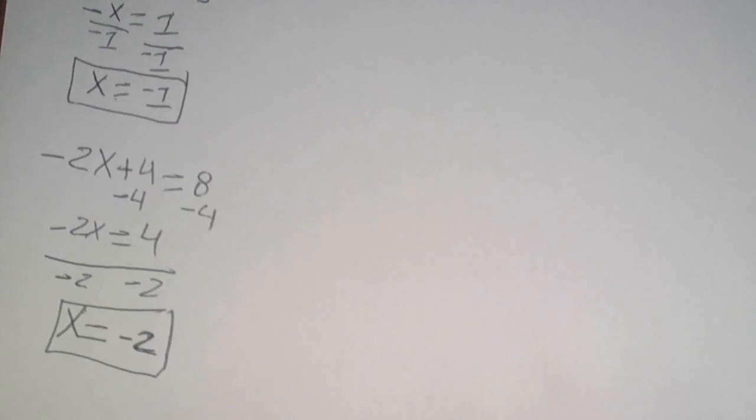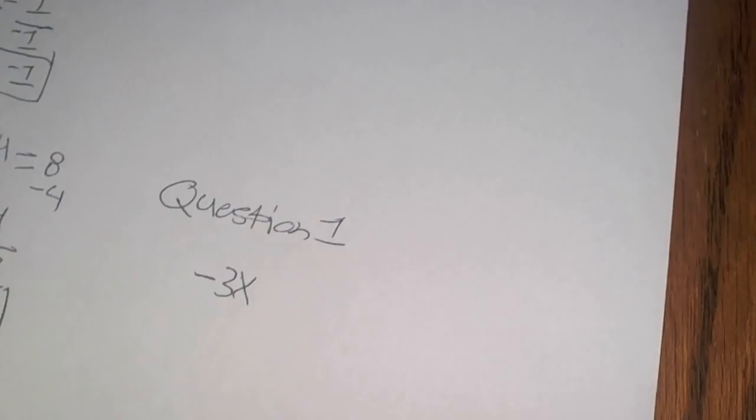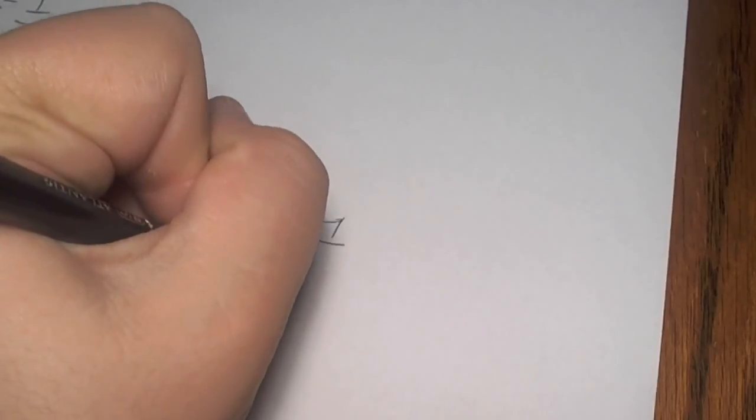So thanks for watching. I'll just leave you one question. Question 1. This is going to be the only one for today. Let's see. Negative 3x minus 3 equals 6.